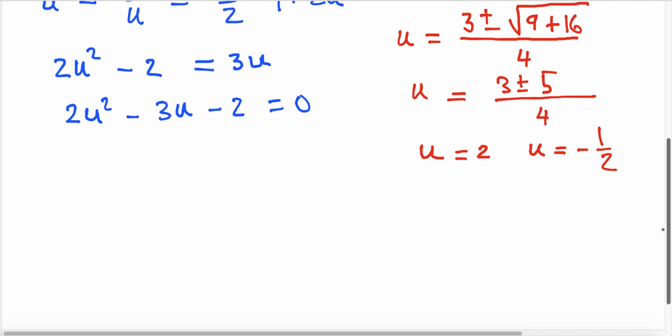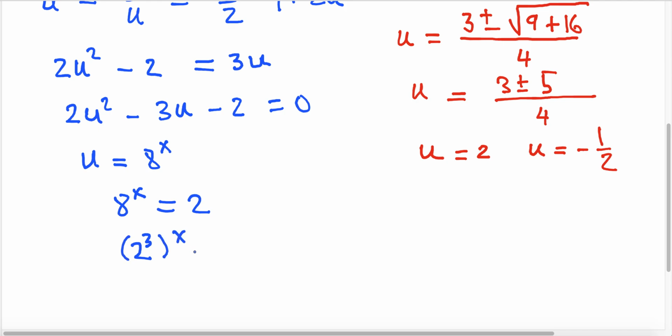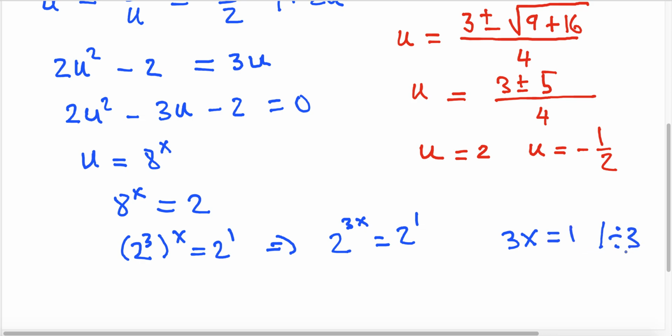And now we are going to substitute u back with x. We already know we substituted earlier, u is equal to 8^x. So I'm going to rewrite here: 8^x is now equal to u. U is 2. But this 8^x I can write as 2³ to the power x, which is equal to 2^1. This implies 2^(3x) is equal to 2^1. And if the base is the same, the powers are the same. It means 3x is equal to 1. We divide everything by 3, and x is equal to 1 over 3. So this is a solution for x.